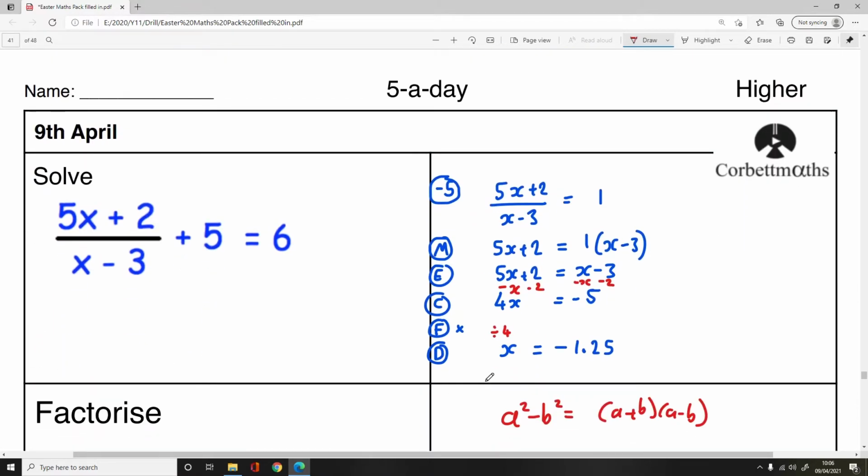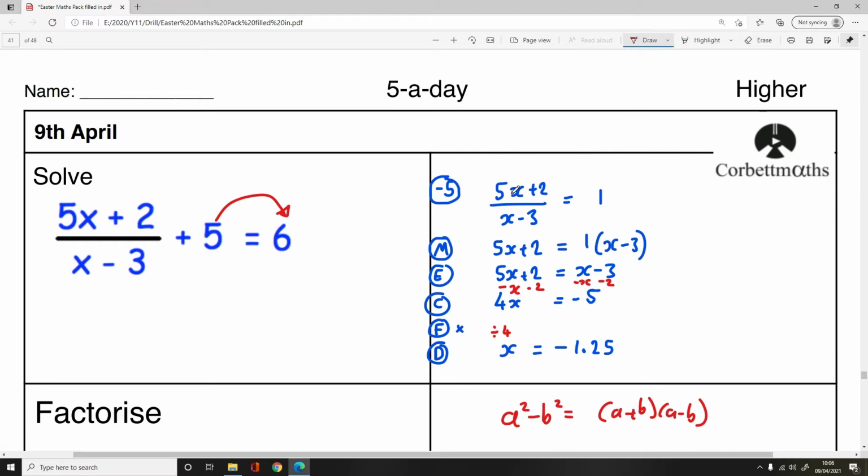Okay, on to higher. So this starts off with a fiddly-ish equation solver, and I think the easiest thing to do is to take away the 5 to start with. Just subtract that from the 6 on the other side, say equals 1. It might be tempting to multiply by the x minus 3 straight away, but if you did that, you'd have to make sure you multiplied the 5 by it and the 6 by it. You've got to multiply each of those 3 separate terms. So I think it's easier to just reduce the number of terms and take away the 5 to start with.